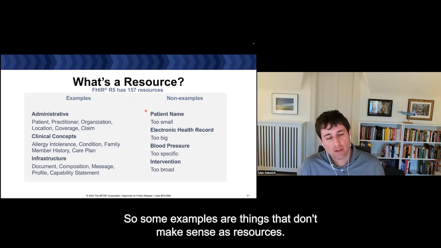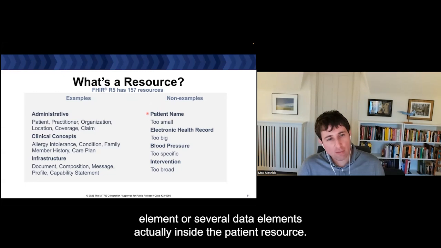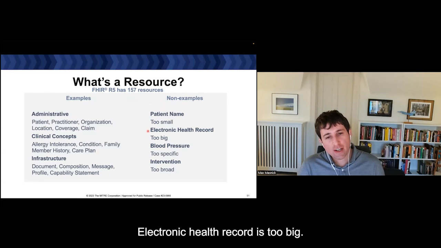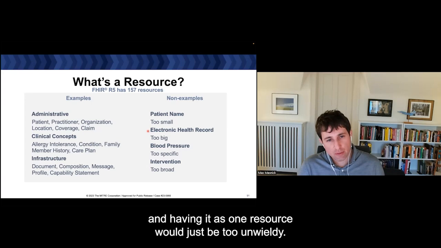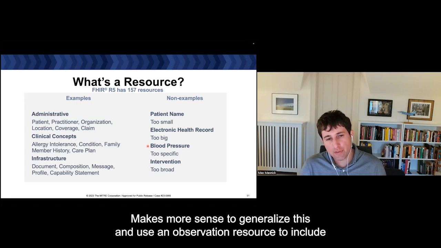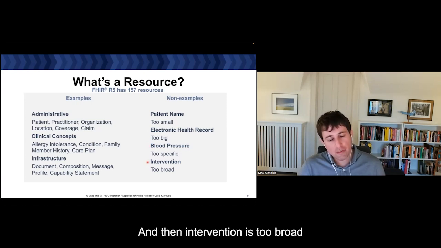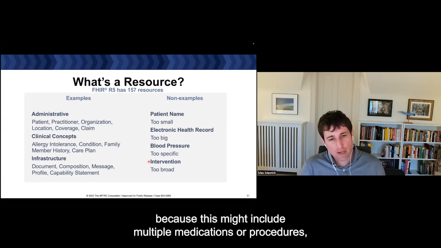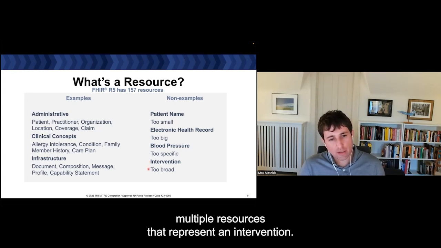So some examples of things that don't make sense as resources. Patient name is too small to be a resource. That's just a data element, or several data elements actually, inside the patient resource. Electronic health record is too big. That's really a collection of a whole bunch of different FHIR resources, and having it as one resource would just be too unwieldy. Blood pressure is too specific. It makes more sense to generalize this and use an observation resource to include blood pressure and lots of other observations about patients. And then intervention is too broad because this might include multiple medications or procedures. It's better to use something like a composition to bring together multiple resources that represent an intervention.